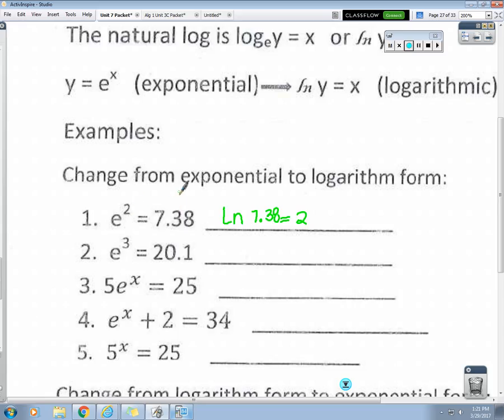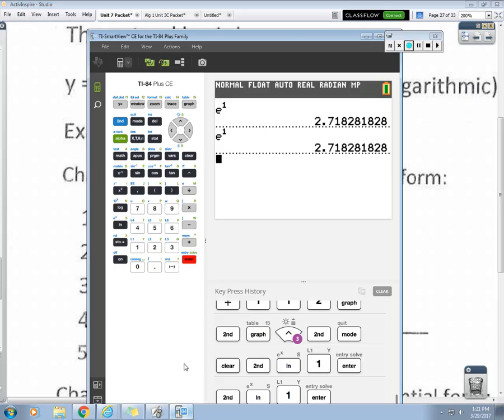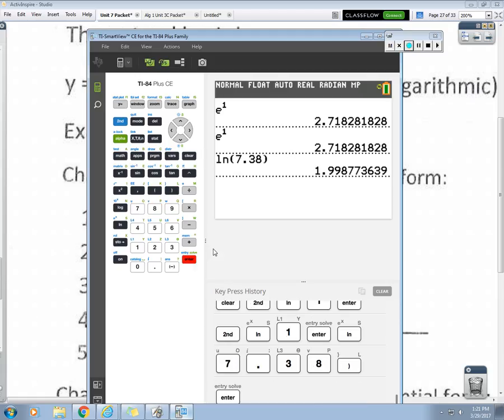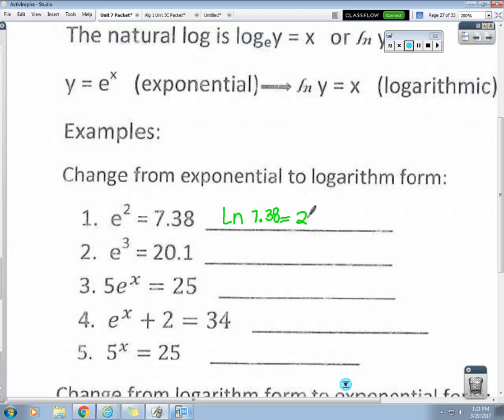Now, you can type this in to make sure that you rearranged it correctly. Okay, watch the calculator. I don't want to have to type it in again because you weren't paying attention. Natural log of 7.38. Natural log button is right here to the left of 4. 7.38, and that equals 1.998, which is basically what? 2. So that means we did it correctly.